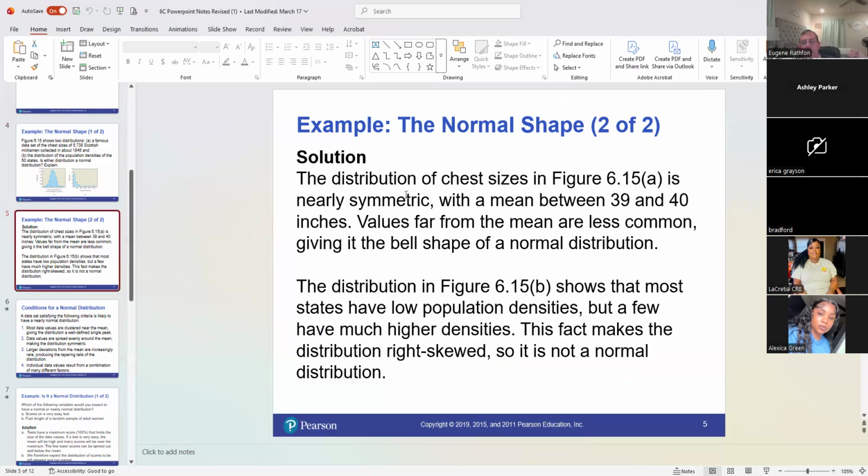All right, so notice their solution. The distribution of the chest sizes in the first figure A is nearly symmetric with a mean between 39 and 40 inches, and values far from the mean are less common. And that's giving it that bell shape of a normal distribution. The second one shows that most states have a low population density, but a few had much higher densities. So this fact makes the distribution right skewed because it sort of tails off towards the right there, okay? So that would be what we consider not a normal distribution.